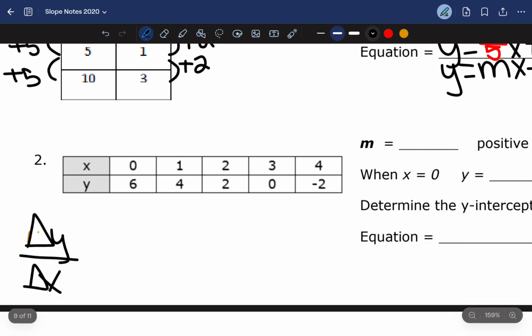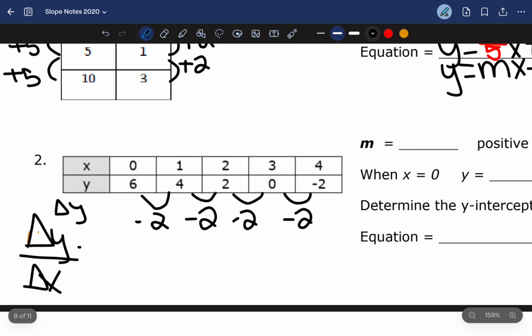Okay, so let's start with our change in y values. So going from 6 to 4, I noticed that I had to subtract 2. 4 to 2, I'm also subtracting 2. 2 to 0, subtracting 2. And then 0 to -2, also subtracting 2. So it's safe to say that the change in y is -2 over, and now we got to figure out the other one.